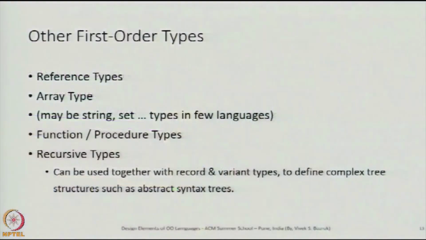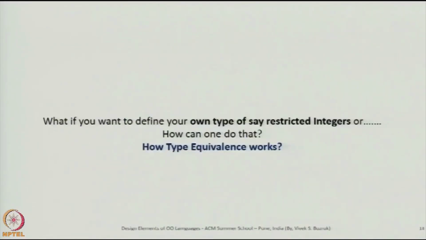Now we talked about these basic first order types: record, union types, variant type. There are other first order types: array type, reference types, function types, recursive types. Recursive types allow you to define linked lists and the like, and there is a typical way of defining them in different languages. We will not touch upon that; I will leave it to you to understand more about it. We talked about this first order type system.